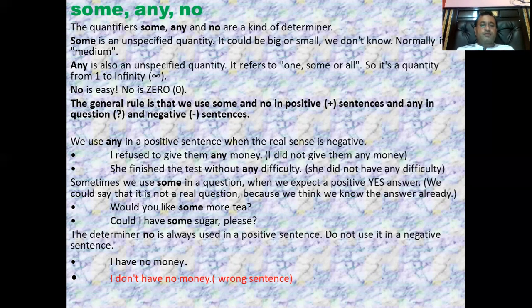Whereas the determiner no is always used in a positive sentence. Do not use it in a negative sentence. For example, I have no money. You cannot say "I do not have no money" because no is already negative. So you can simply use it in positive sentences, but we cannot use no with a negative because you cannot use two nots in the same sentence. So I think some, any, and no is clear to you.